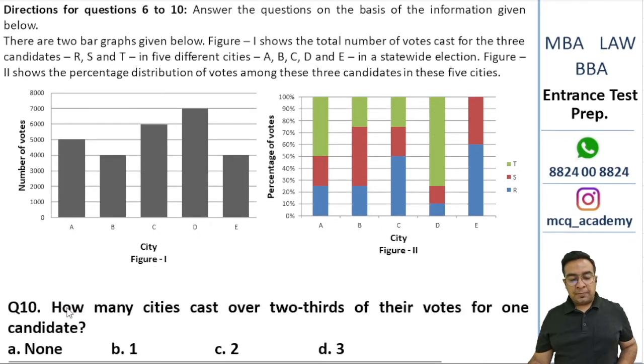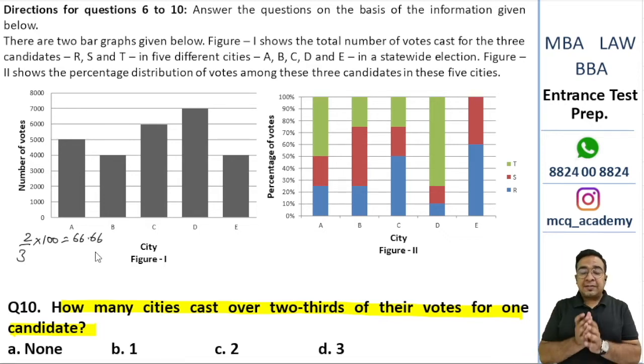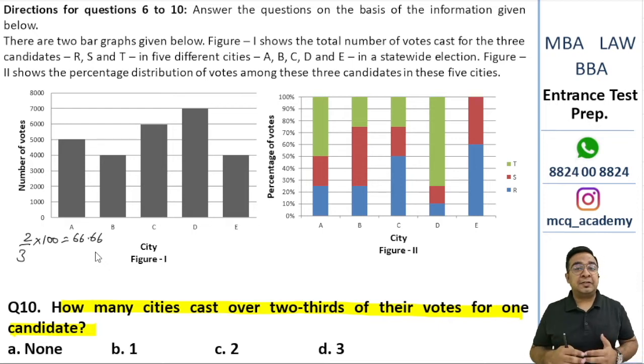Question number 10. How many cities cast over 2/3 of their votes for one candidate? Now, if I calculate 2/3 in terms of percentage, we already know that this is equal to 66.66%. So here we just need to check which cities are there where more than 66% of votes are being cast for a single candidate.